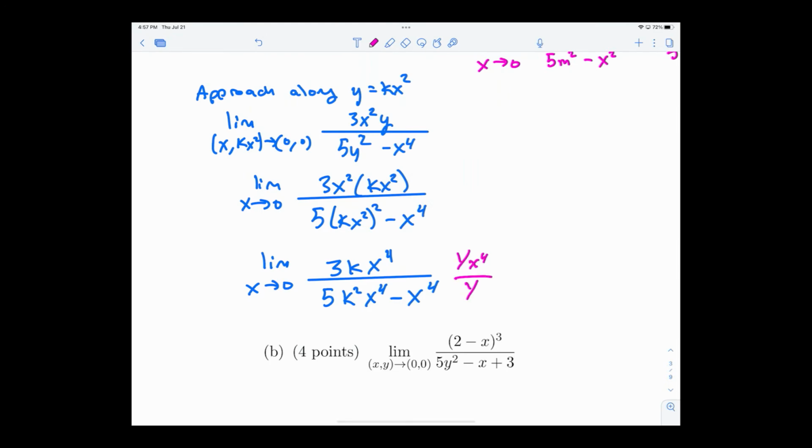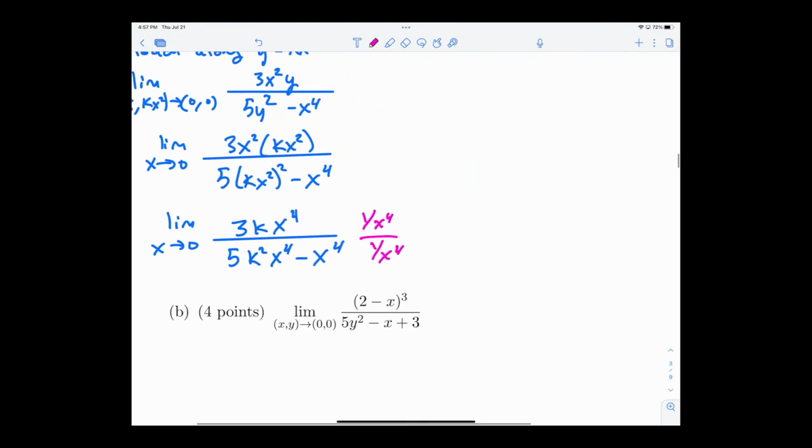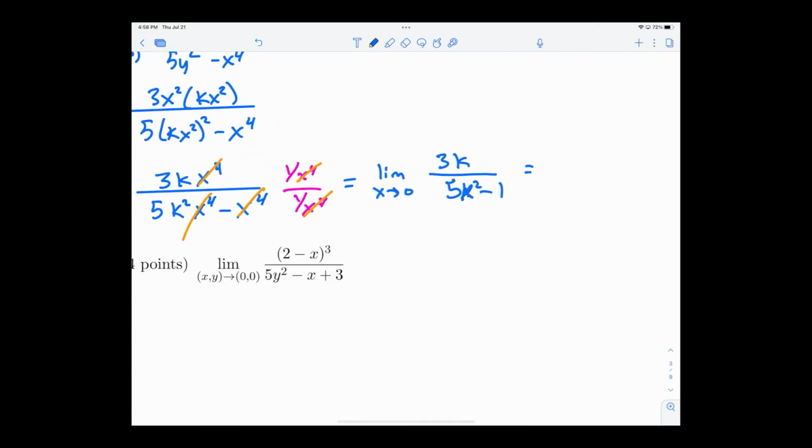If I multiply everything by 1 over x to the fourth, well, I'm going to be a little bit lazy here. If you do what we did on the previous part where we divided everything by x to the fourth, the x to the fourth will cancel that one, and this one will cancel both of those, and you'll be left with 3k over 5k squared minus 1. I said 5k squared, but I wrote x squared. Then when x goes to 0, you get 3k over 5k squared minus 1.